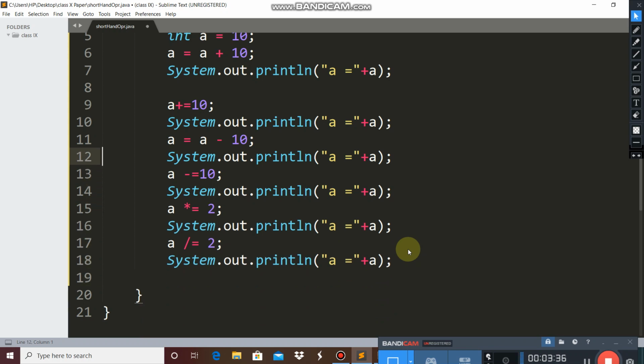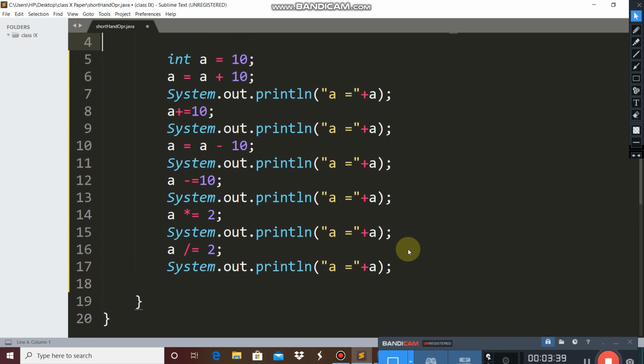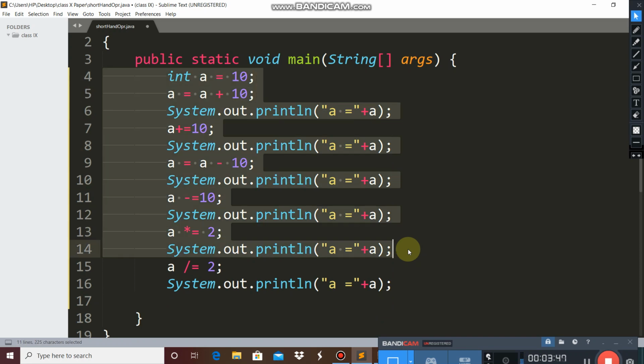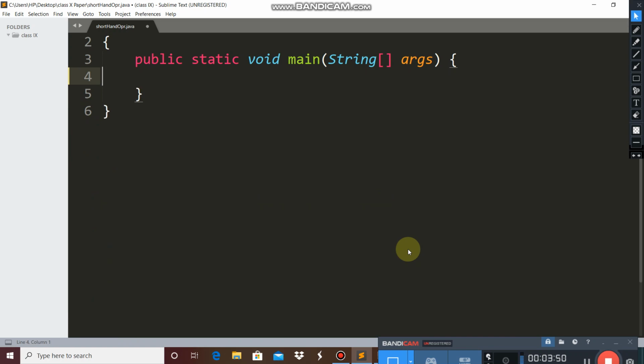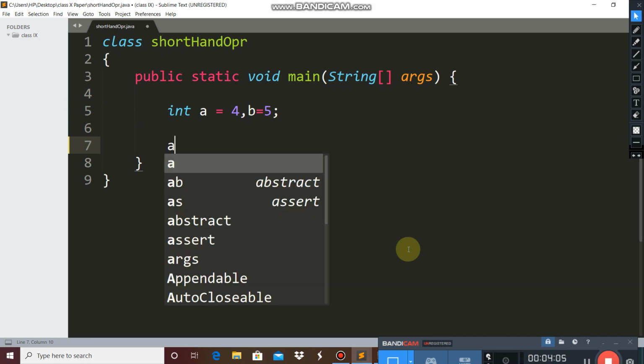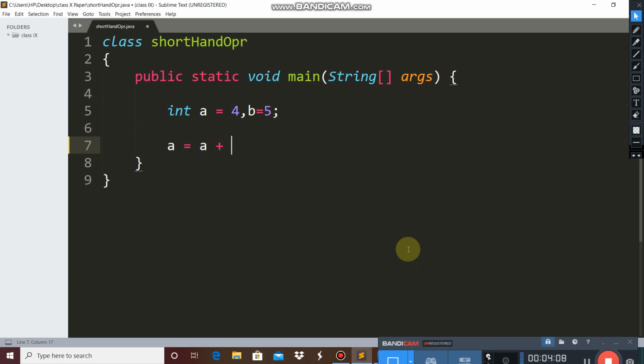Children, we will see one more use of compound assignment operators, which is the tricky one, and I'm going to explain it. Here suppose the value of a is 4 and the value of b is 5, and we want to execute this expression.